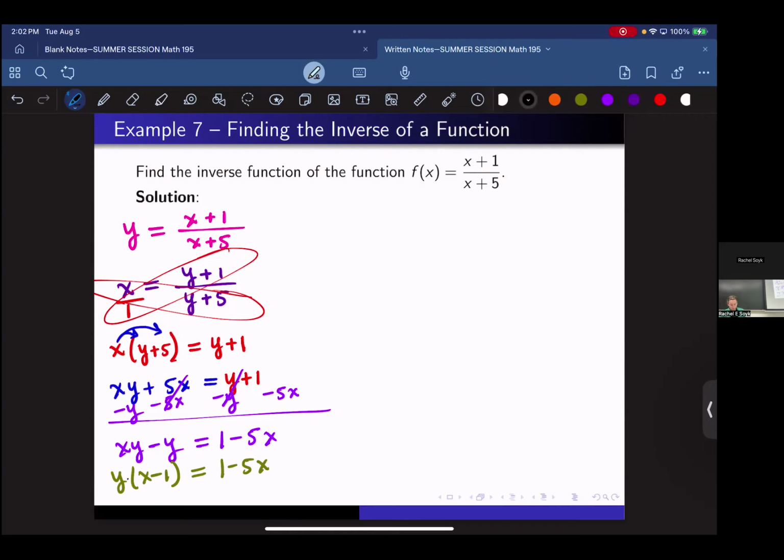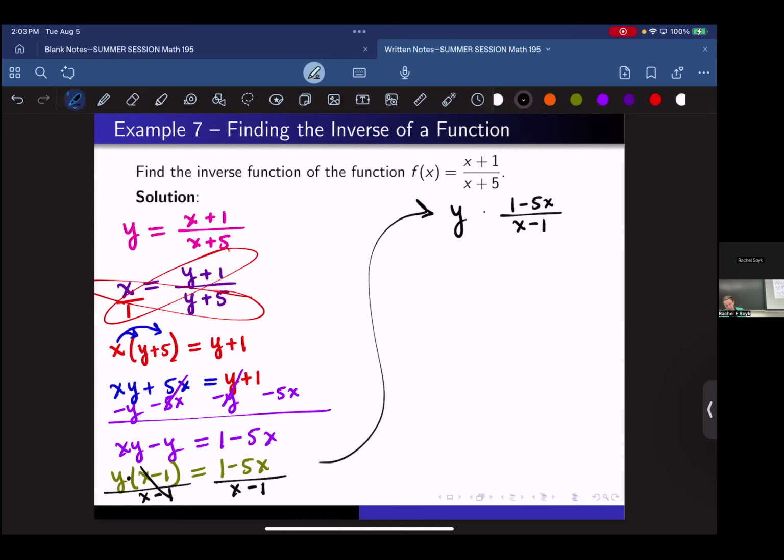And then the opposite of multiplying is dividing, so I'm going to divide both sides by x minus 1. That way I finally have y all by itself. We have 1 minus 5x all over x minus 1. And then our very last step is to put it back into proper inverse function notation. So we get f inverse of x is equal to 1 minus 5x all over x minus 1.